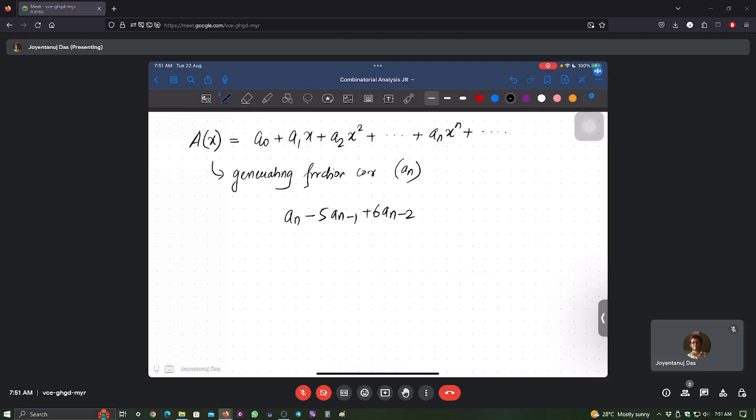So this is the recurrence relation, right? So I want to find a generating function such that this is the coefficient of x^n. A(x) has coefficient a_n, but I want to find another generating function such that this becomes the coefficient of x^n. Right. So how to do that?